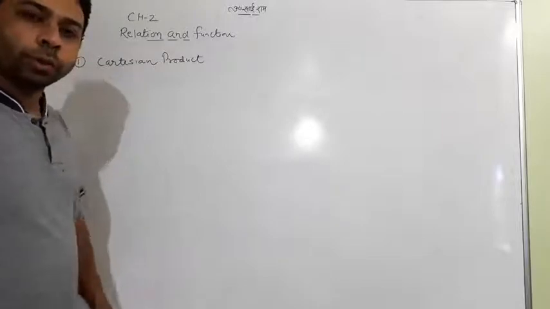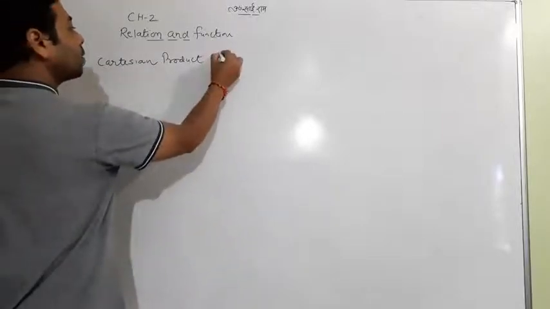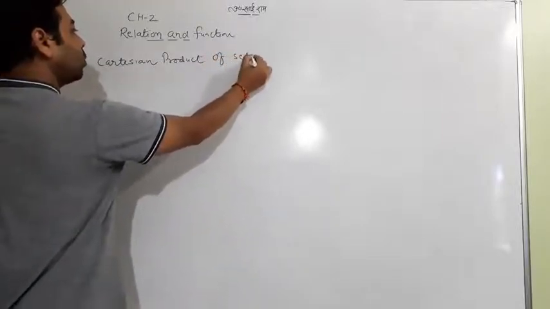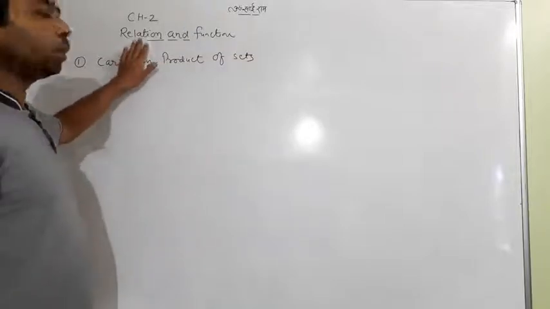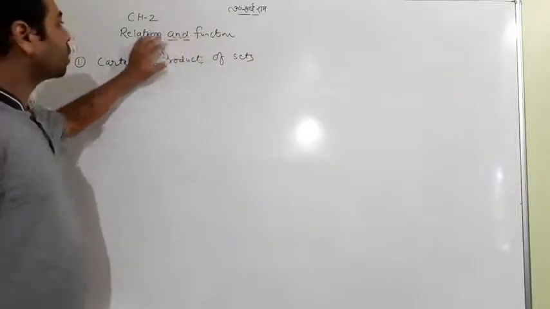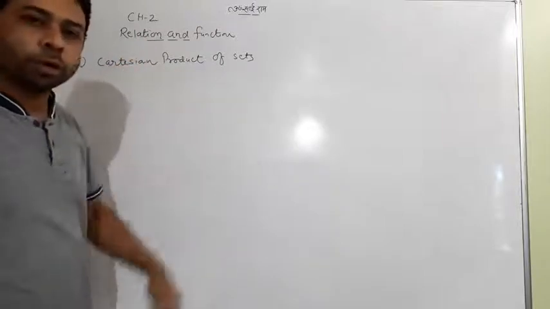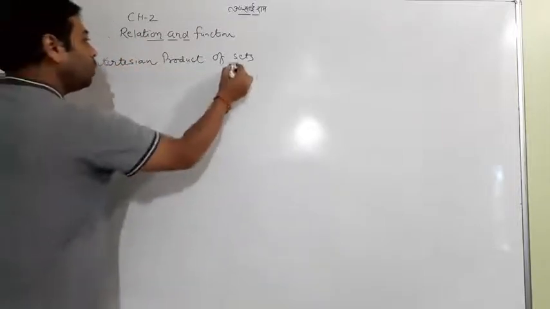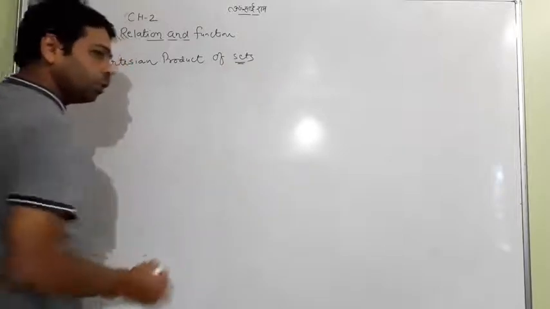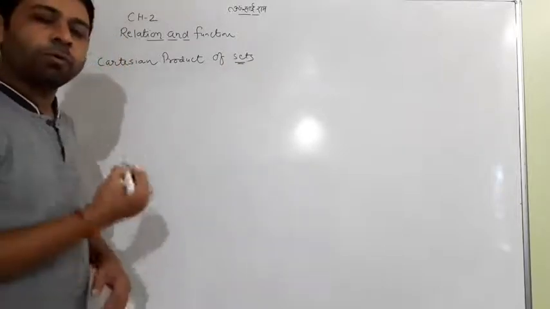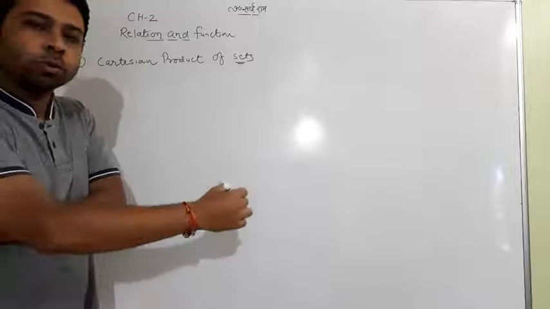What is a Cartesian product of sets? The topic is the Cartesian product of sets. Slowly we will go on to relation and function. But before starting that section, we have to learn what is a Cartesian product of sets. So till now you have knowledge about sets. You know what is a set, how it forms, all the operations of sets and so on.